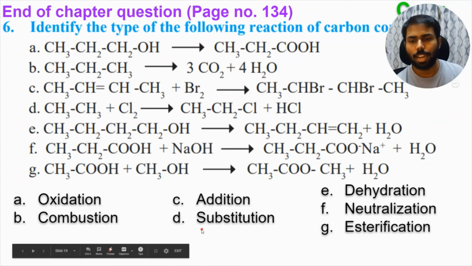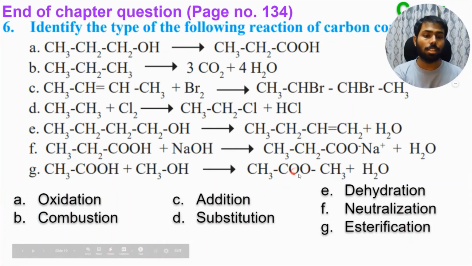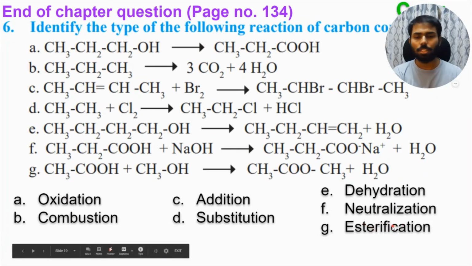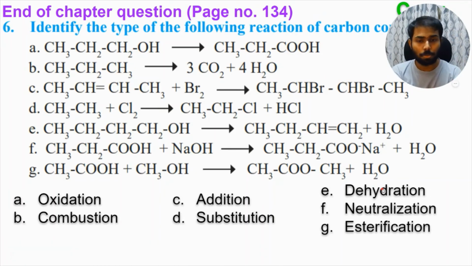Okay, and last is esterification. Why? You see an ester is formed here, right? COO. So whenever COO is formed, you call it as esterification reaction. Okay, so if you see, right from oxidation, combustion to esterification and dehydration, there are so many different types of reactions in this particular chapter.